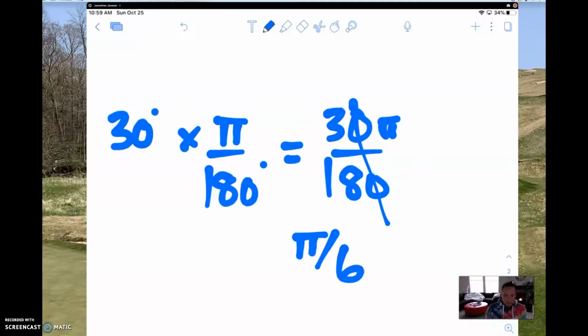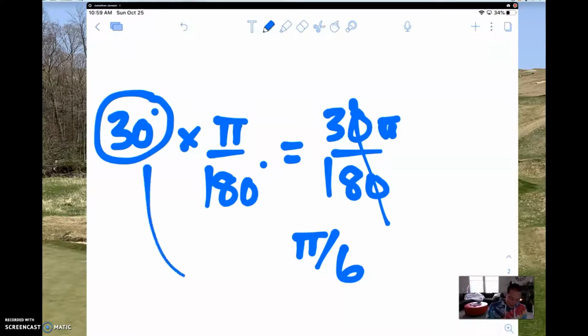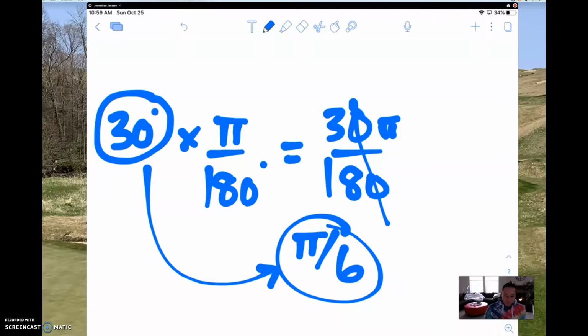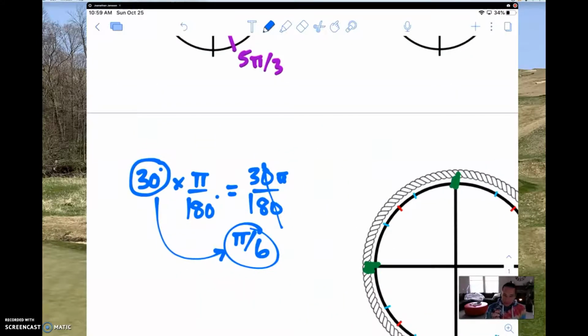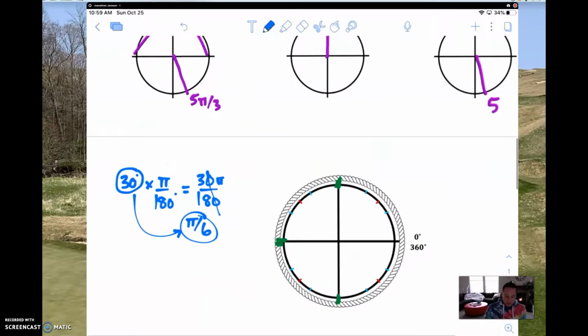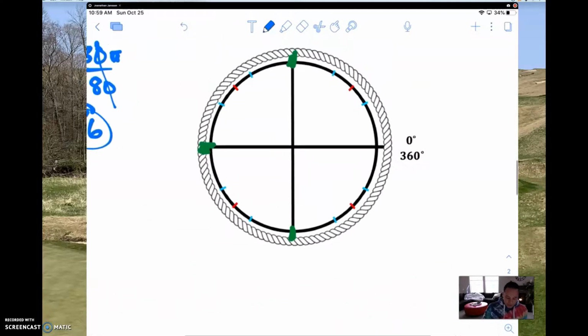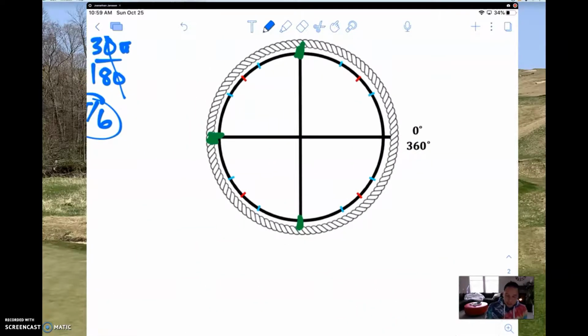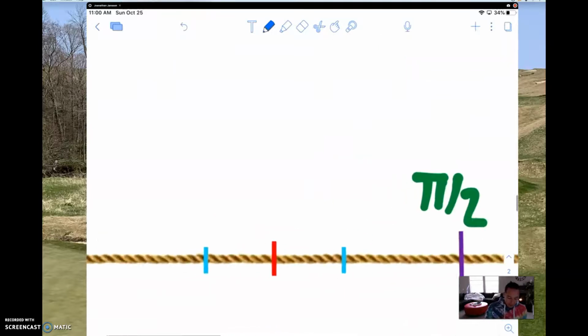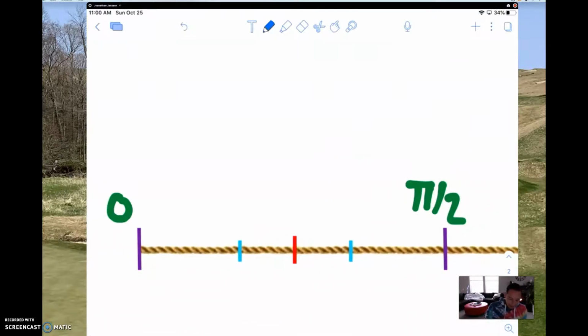Now this is going to be important for filling this out. We just found that 30 degrees, every time you go 30 degrees, it's equivalent to pi over 6. So every 30-degree increment is a pi over 6. So if I go to that first blue tick mark there, that's going to be pi over 6.